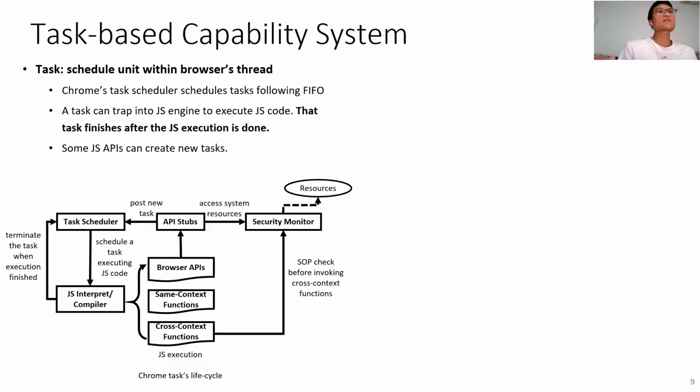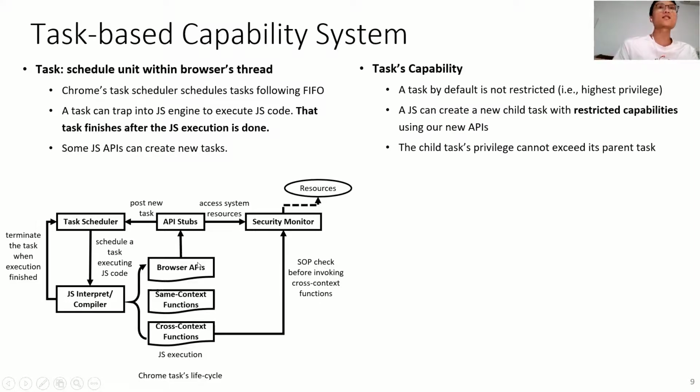And a task can trap into the JS engine to execute JavaScript code, and that task finishes after the entire JS execution is done. For the task capability, our system ensures that a task by default is not restricted, and JavaScript can create a new child task with restricted capability using our new APIs. And considering some JavaScript APIs can create a new task, our system ensures that the child task's privilege cannot exceed its parent task.